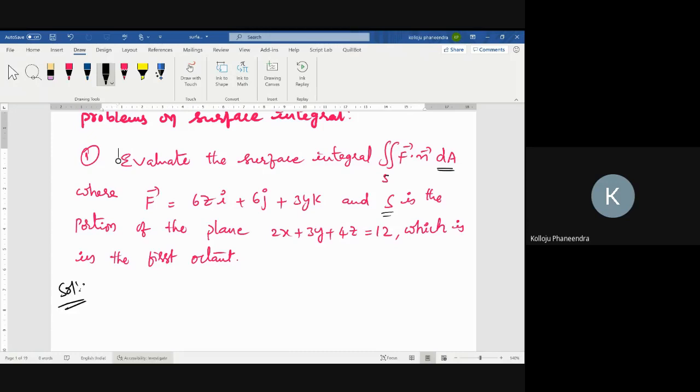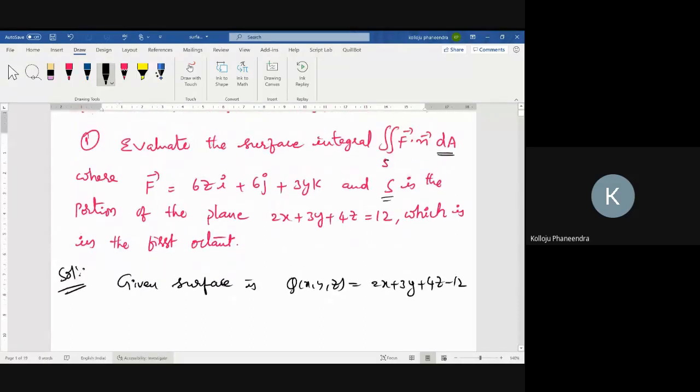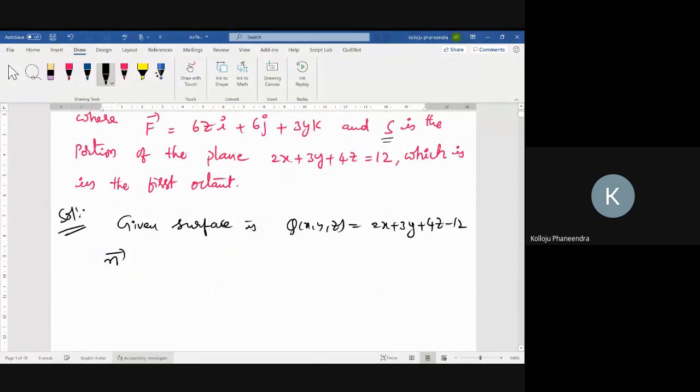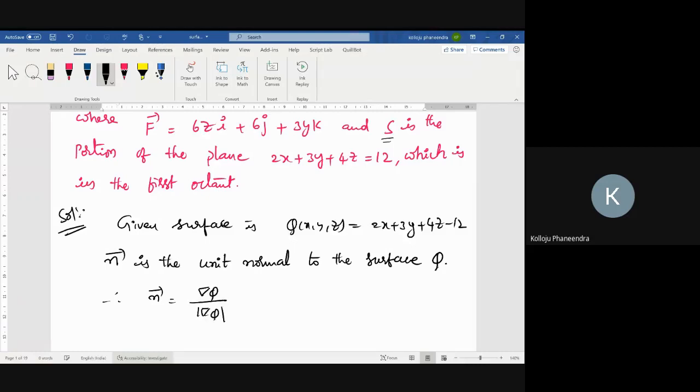Therefore, first thing, given surface is phi of xyz equal to 2x plus 3y plus 4z minus 12. This is the surface equation. And what is this n bar here? You know, n bar is the unit normal to the surface phi. Therefore, what is n bar? Unit normal is del phi by mod del phi.